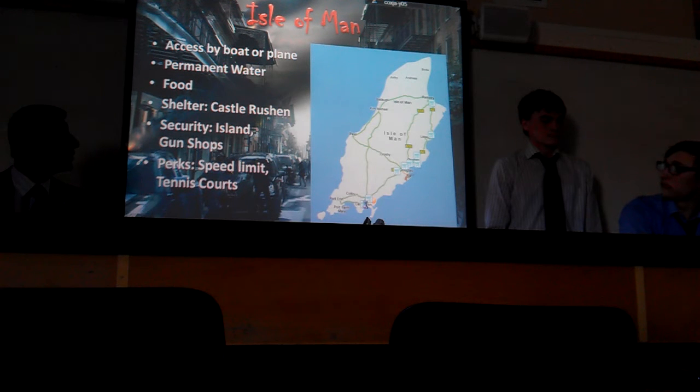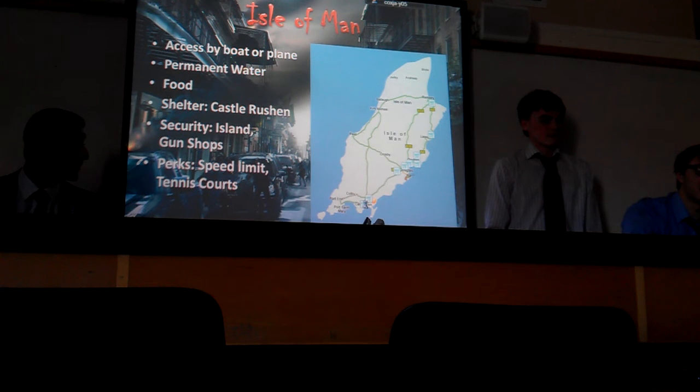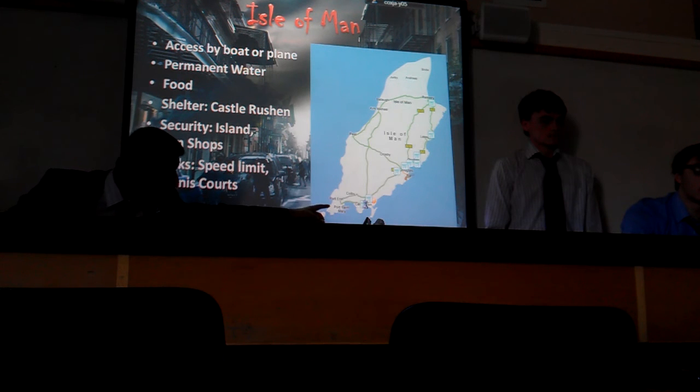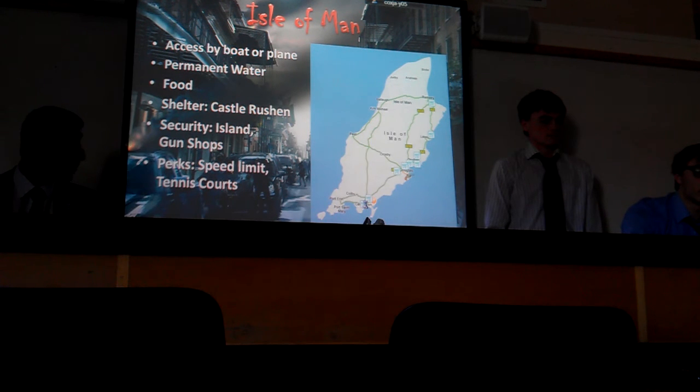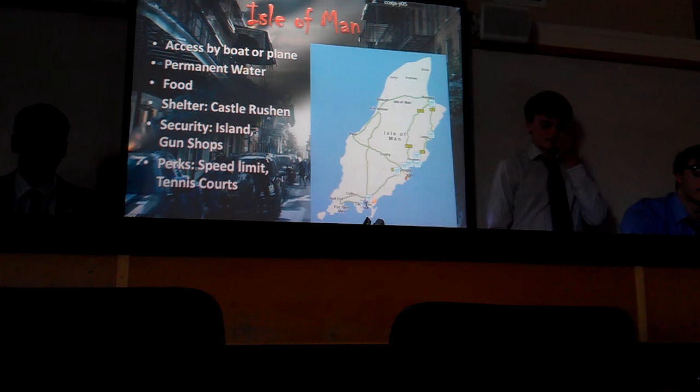For water, there's a permanent water supply, so that's good. For food, there are numerous supermarkets around the island. There are also some farms, so you could grow your own crops. For shelter, there's a nice castle here, Castle Rushen, in Castletown. It would also be quite easy to defend, because it's a medieval castle and it's got a working drawbridge. And for security, again, there's also a nice gun shop where you could arm yourself. And for perks, there's no national speed limit on the Isle of Man. And there's some nice tennis courts.